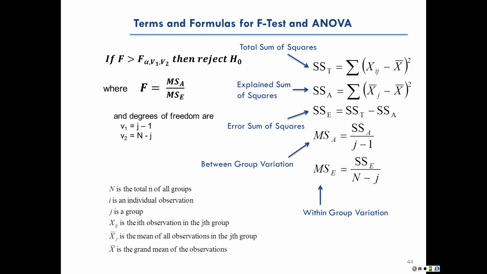Another important thing is the degrees of freedom. There are 2 different degrees of freedom numbers that you need to use the F-table. For this particular formula, v1, the first degree of freedom, is j, the number of groups, minus 1. v2, the second degree of freedom number that you need, is the total N of all the observations in the groups, minus j, the number of groups.